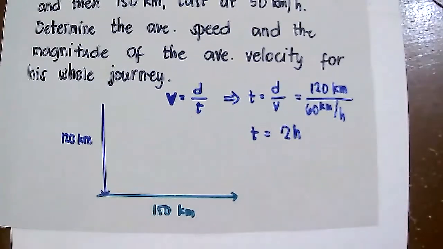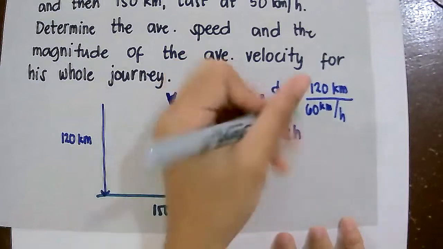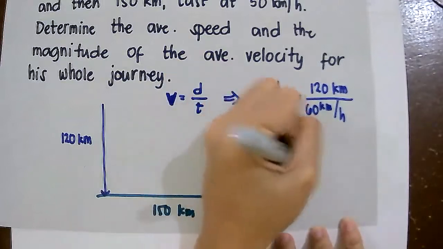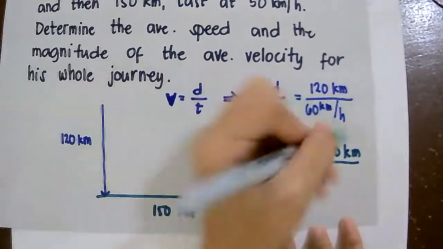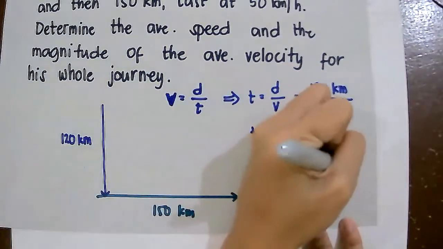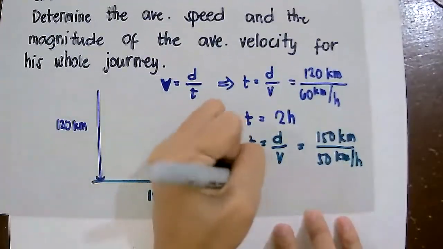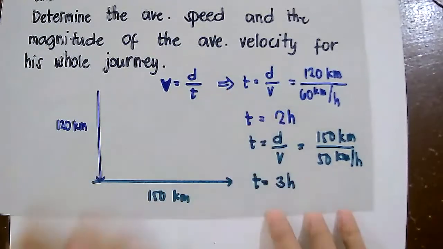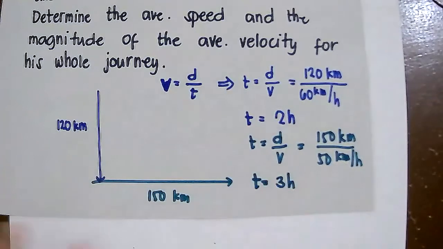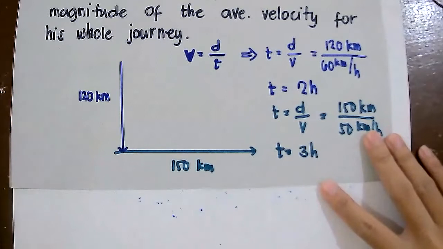Now what about for the second vector? You do the same process. That's t equal to d over v, your distance 150 km divided by 50 km per hour. So your time for this vector is equivalent now to 3 hours. Now you have your time, so we can now solve your speed.